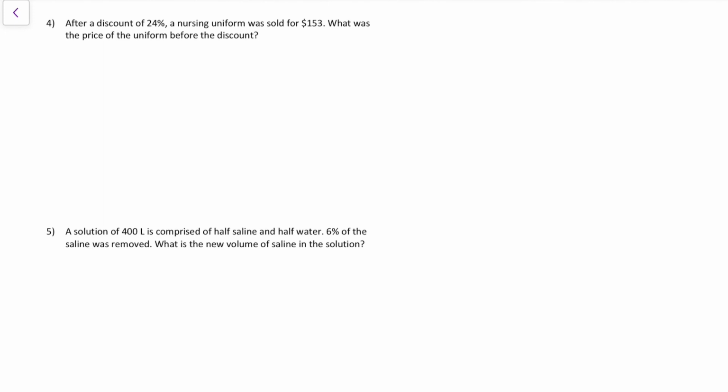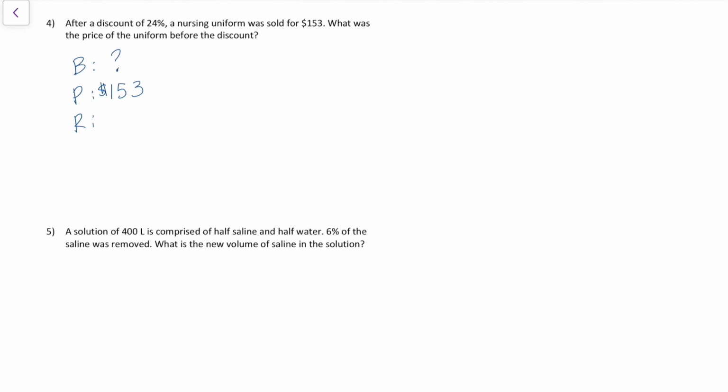Okay, in question number 4, it says, after a discount of 24%, a nursing uniform was sold for $153. What was the price of the uniform before the discount? Okay, so base, portion, rate. So after a discount of 24%, a nursing uniform was sold for $153. So the new price is $153. We want to know what the original price was before the discount.